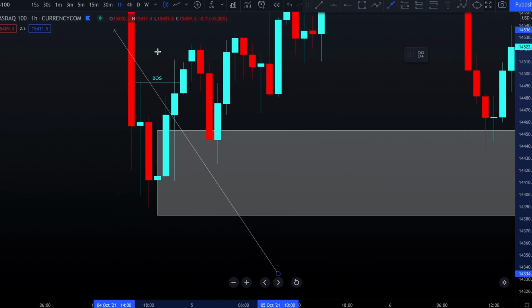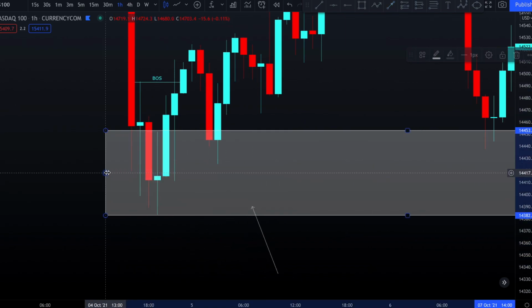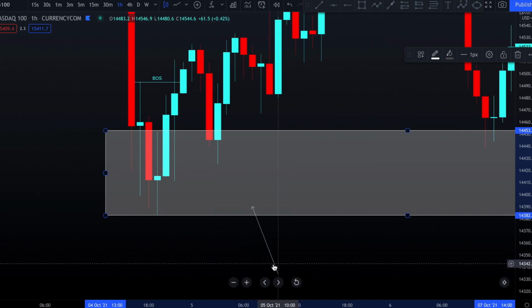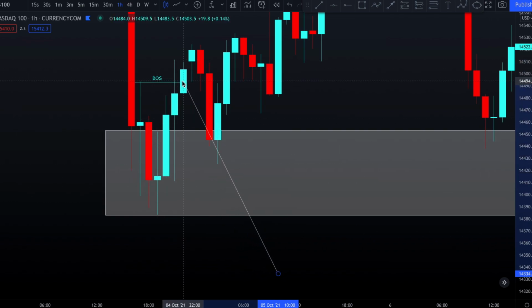Obviously this can be used on any time frame. I'm just using it on the 1 hour chart, so it's a lot clearer to see. Let me actually just pull this across so you can see the candle. Cool, so now you can see price has created an order block. We have broken structure. Now we know that this is going to be a valid order block.